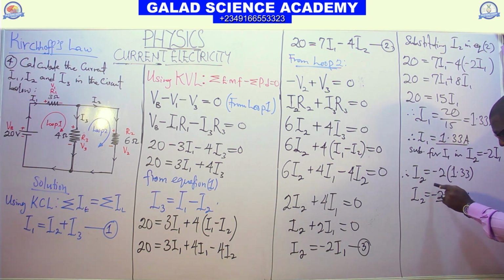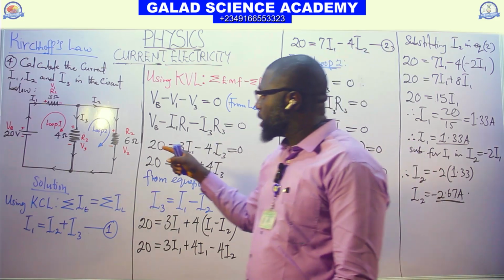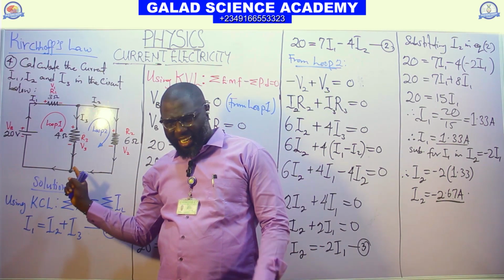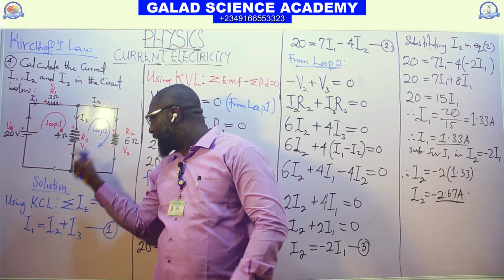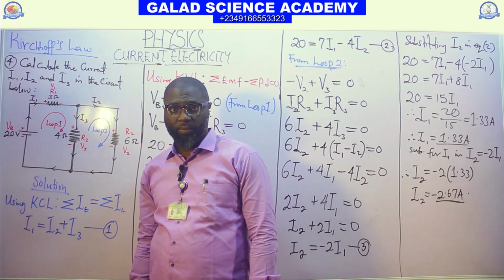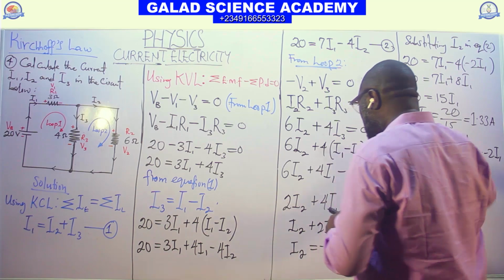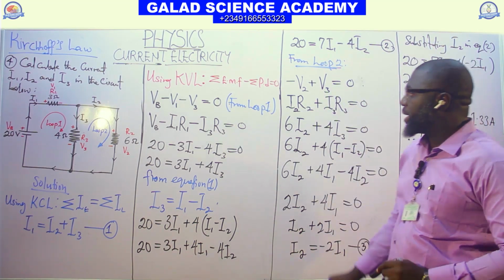It is possible to get a negative answer in Kirchhoff. But for this kind of circuit, with this kind of loop arrangement, it is never possible to get a negative current. So there is a mistake here. Let's check back.